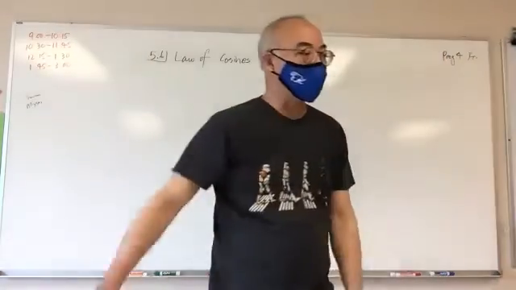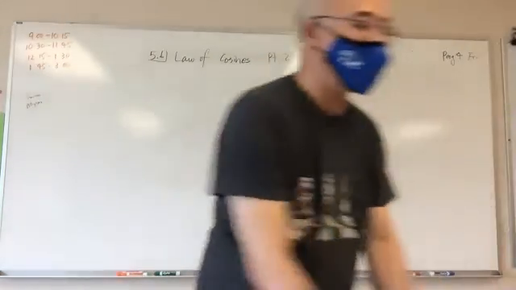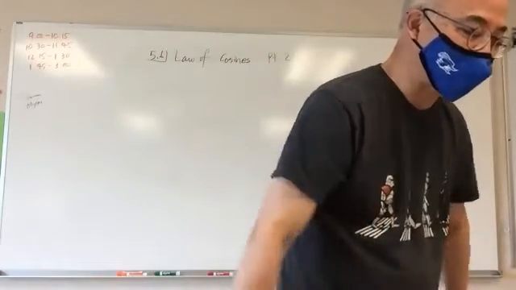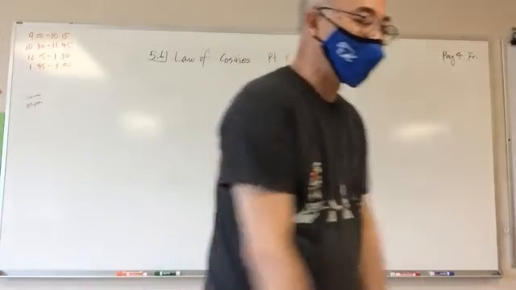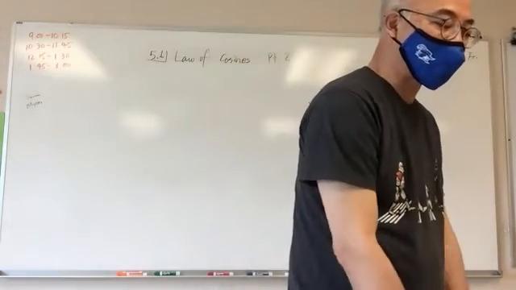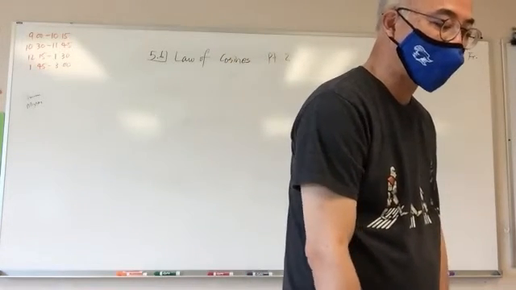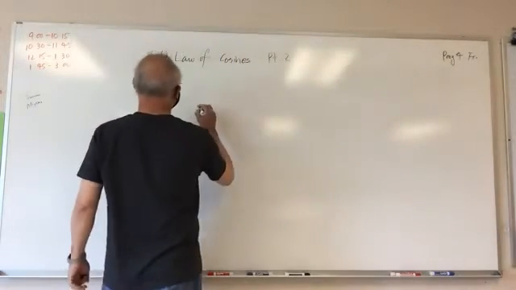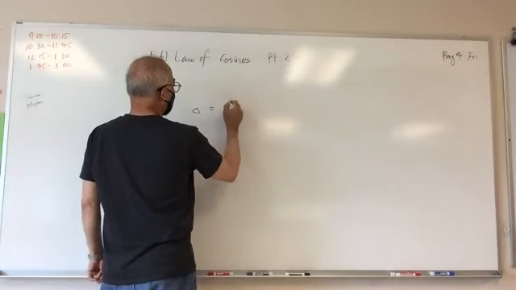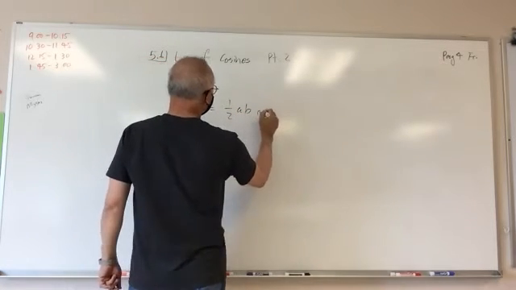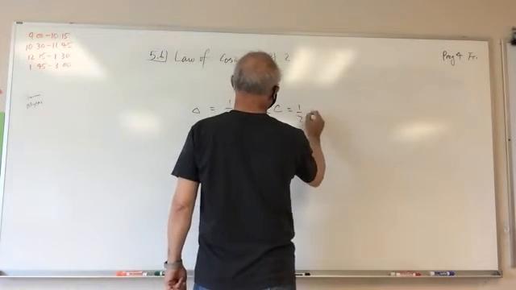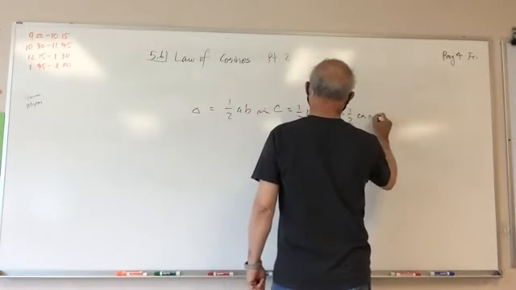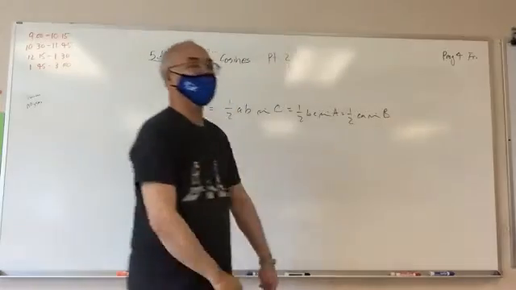Okay, so we are on page 444. Ooh, that's special. In the middle, there's an area of triangle equation. The area of a triangle is going to be 1/2 AB sine C, 1/2 BC sine A, 1/2 CA sine B. Okay, all right.